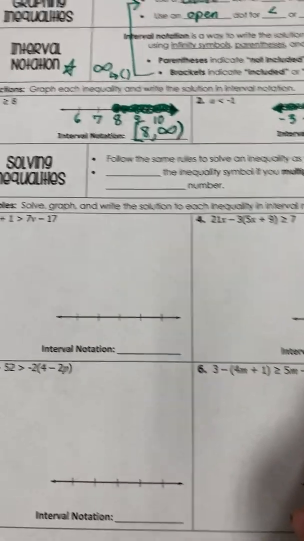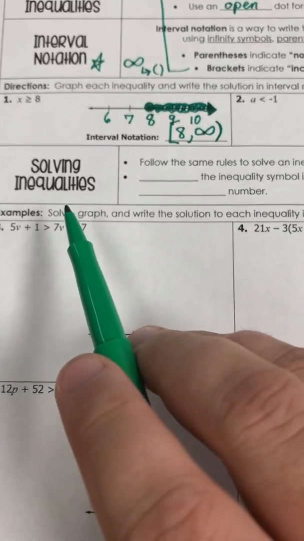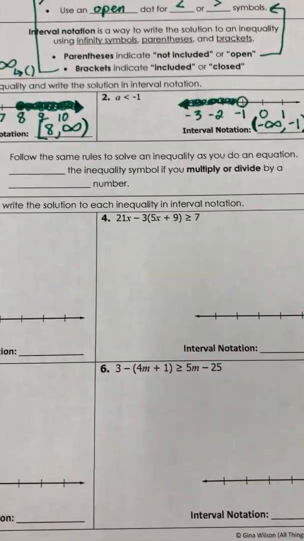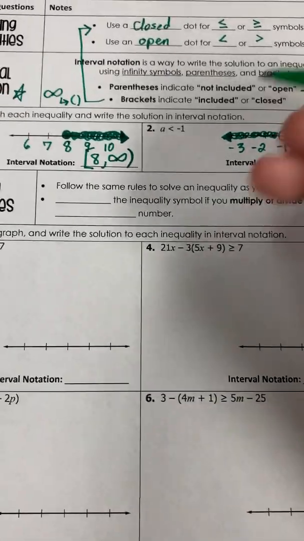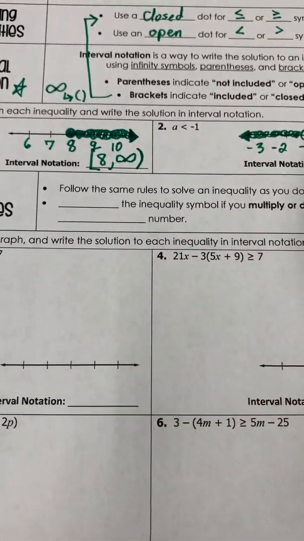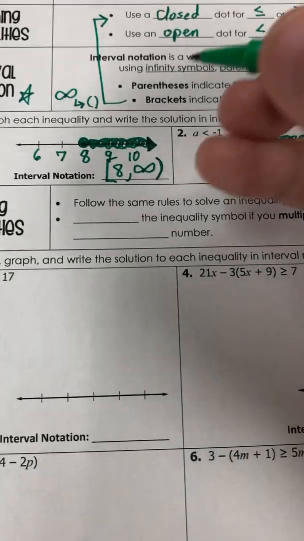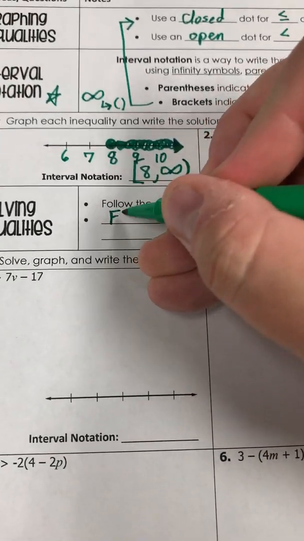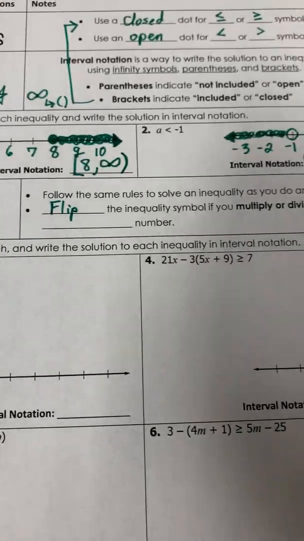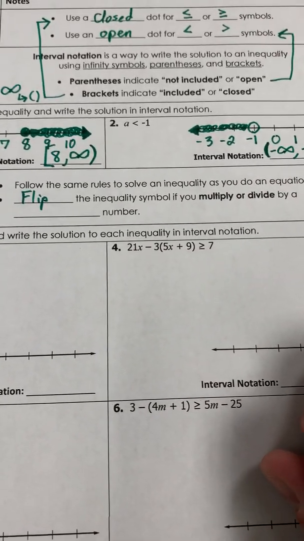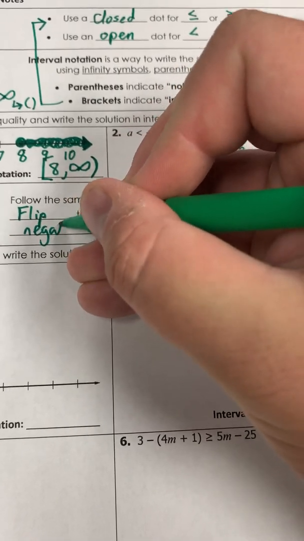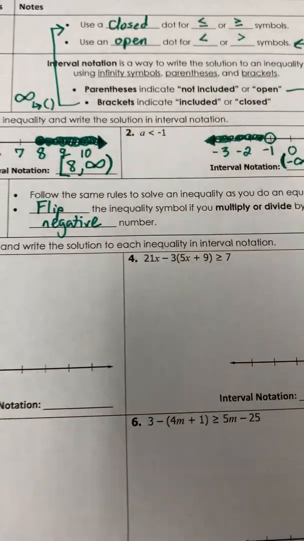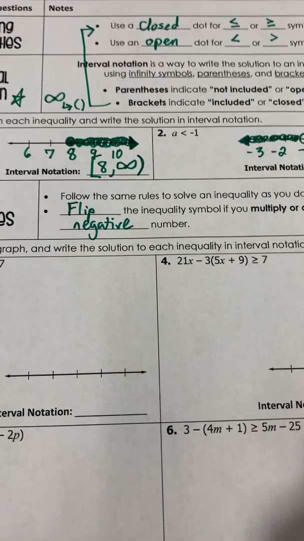It's very, very simple. To solve an inequality, since we've already done equations, these follow the same rules as you do for equations. The only difference in solving, that's the bell, time to go. Just kidding. Flip the inequality symbol if you multiply or divide by a negative number. Only a negative forces that to happen.